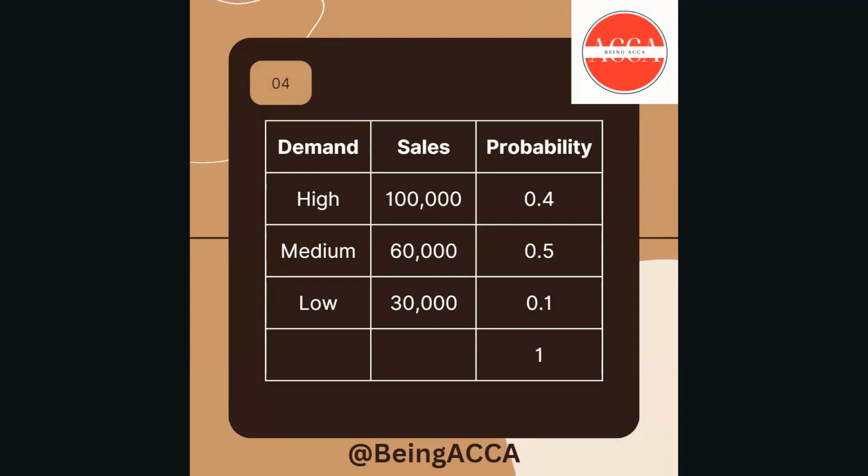Now this pizza seller, if he gets a high demand, which has a probability of 0.4, his sales will be $100,000. If the pizza seller gets a medium demand, which has a 50% or 0.5 probability, then he will make sales of $60,000. And if the demand is low, which has a probability of 0.1, he will be making sales of $30,000. So how do we calculate the expected value?